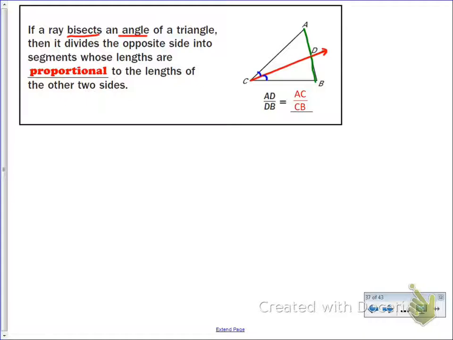And those are going to be proportional to my other two sides of my triangle. So in this case, CA and CB. Okay? So again, it reads that if a ray bisects an angle of a triangle, then it divides the opposite side into segments whose lengths are proportional to the lengths of the other two sides. So specifically, we've got AD over DB is equal to AC over CB. Like I said, take a second to write this down, and we'll do an example of this.